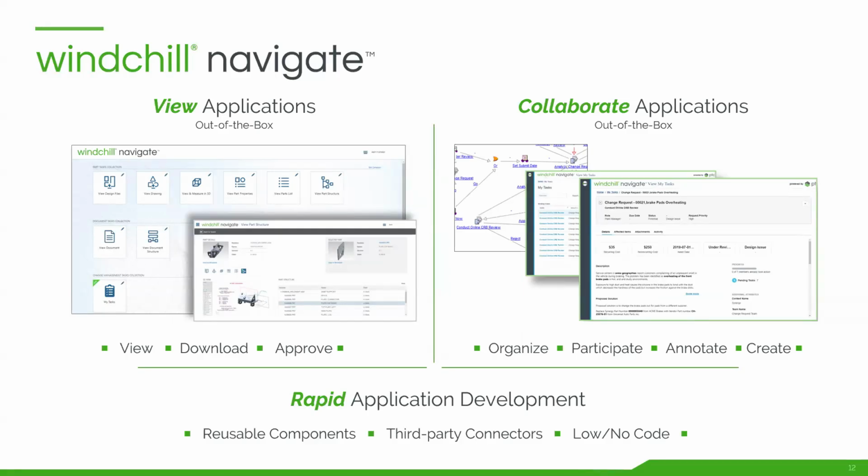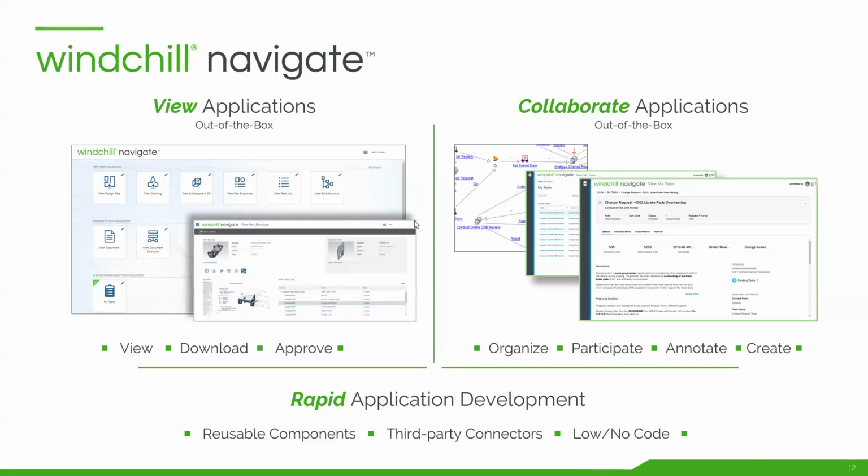Now, for others that we want to start participating in our change process or being able to create things like problem reports and start getting information into our enterprise data sharing, our enterprise change management, that's where the collaborate applications come in. And then on top of Windchill Navigate, it is an application development platform where you can build tailored apps to your business if there's some specific things that you're looking to do. And that's something we do quite a bit of at TriStar.